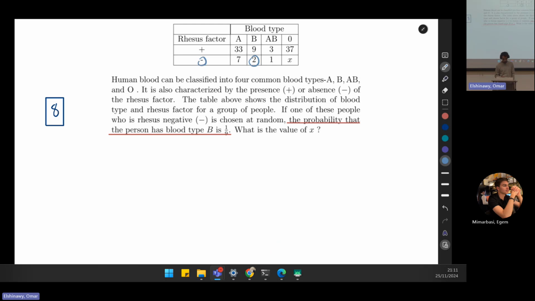So 7 people plus 2 plus 1 is 10. So X has to be 8 for B to be 1/9. That's the probability. 7 plus 2 plus 1 plus X has to be 18.